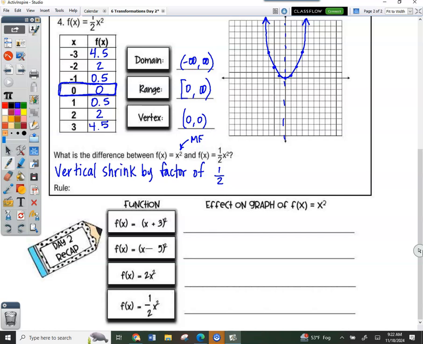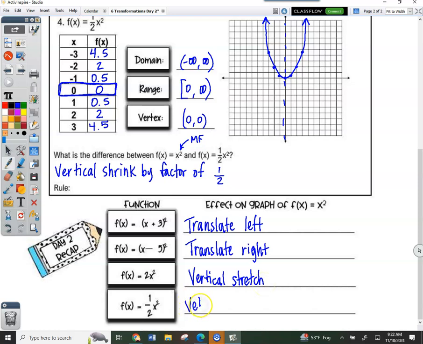All right, here's what I want you to do. So we're going to write it down. This was translate left. This was translate right. This is a vertical stretch. This is a vertical shrink.